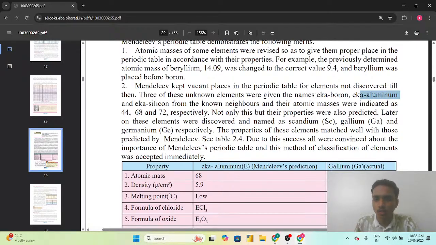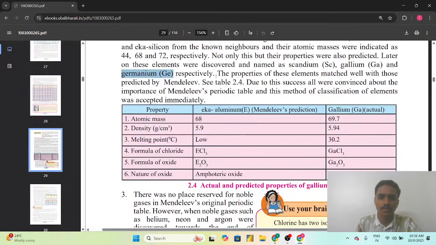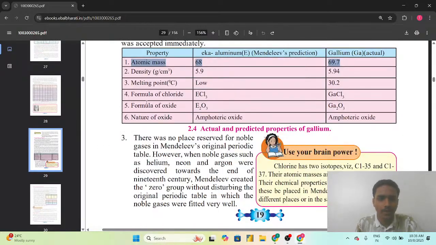मतलब इक्का बोरॉन था वो था स्कैंडियम, इक्का एल्यूमिनियम था वो था गैलियम, एंड इक्का सिलिकॉन था तो वो जर्मेनियम. The properties of these elements matched well with those predicted by Mendeleev and they were able to take the place at the vacant places in Mendeleev's periodic table. So atomic masses were predicted, density, melting point, formula of the chloride, formula of oxide, and nature of the oxide. That is the amphoteric oxide.